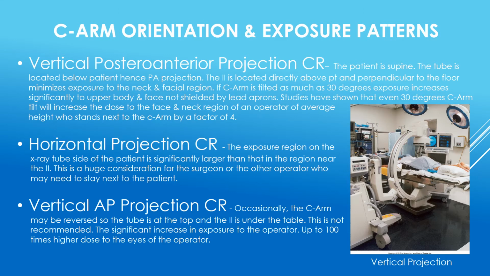A vertical AP projection CR. Occasionally, the CR may be reversed so that the tube is on top and the II is under the table. This is not recommended. However, it may happen. The significant increase in exposure to the operator is up to 100 times higher close to the eyes of the operator.